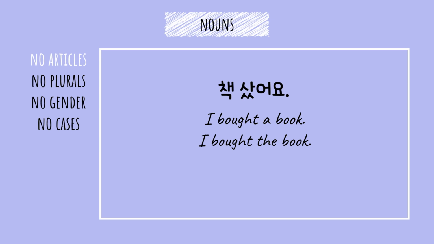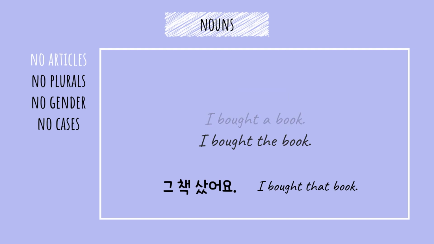Now, how do we know if the translation should be a book or the book? The plain answer is that we don't know. In Korean, you would have to rely on the context. Oftentimes in Korean, context is everything. Still, if you want the listener to know that you're speaking about some particular book, there is something that you can do. You can add 그, which means that, in front of your noun. Like, 그 책 샀어요. It is not the same as articles, but it is similar.